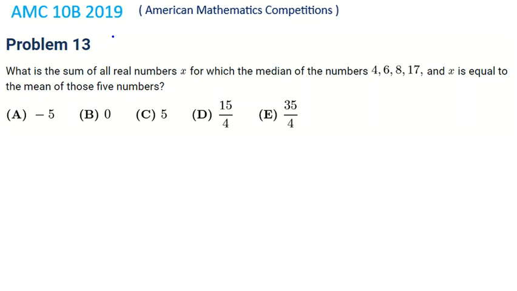Let's solve this problem of AMC 10B 2019. What is the sum of all real numbers x for which the median of the numbers 4, 6, 8, 17, and x is equal to the mean of those 5 numbers? Okay, so first we should consider the median. This is equal to the mean. The mean is easy, but for the median we should consider cases because it depends on x and it can change. So let's consider all cases.